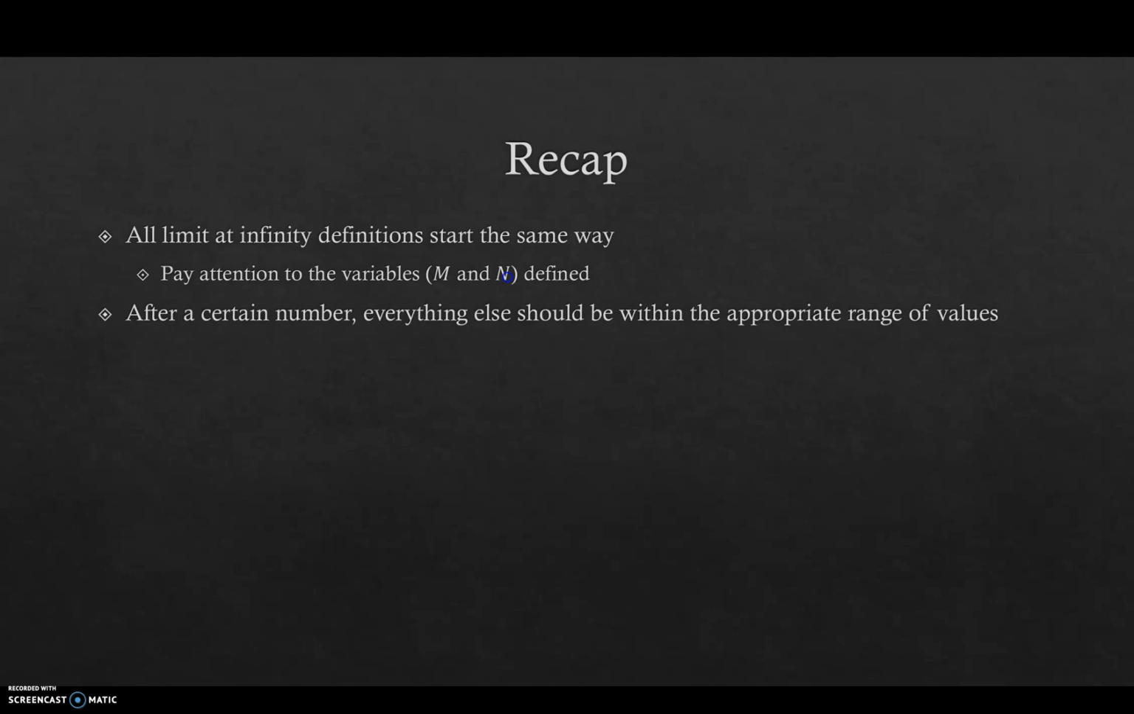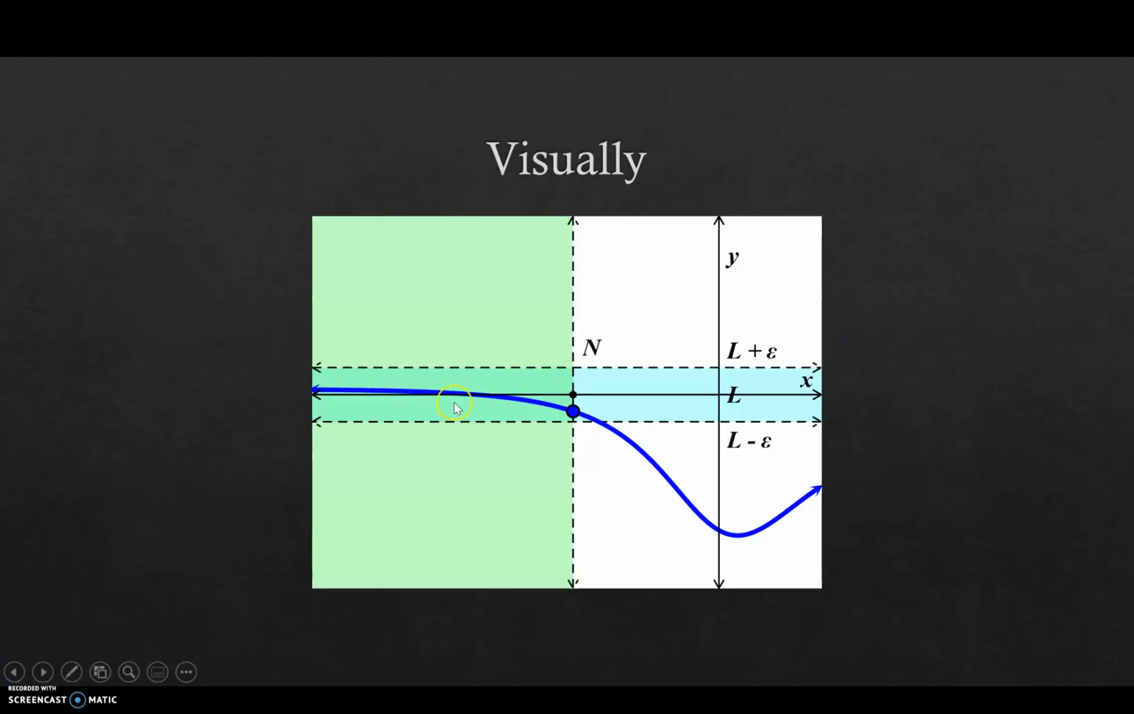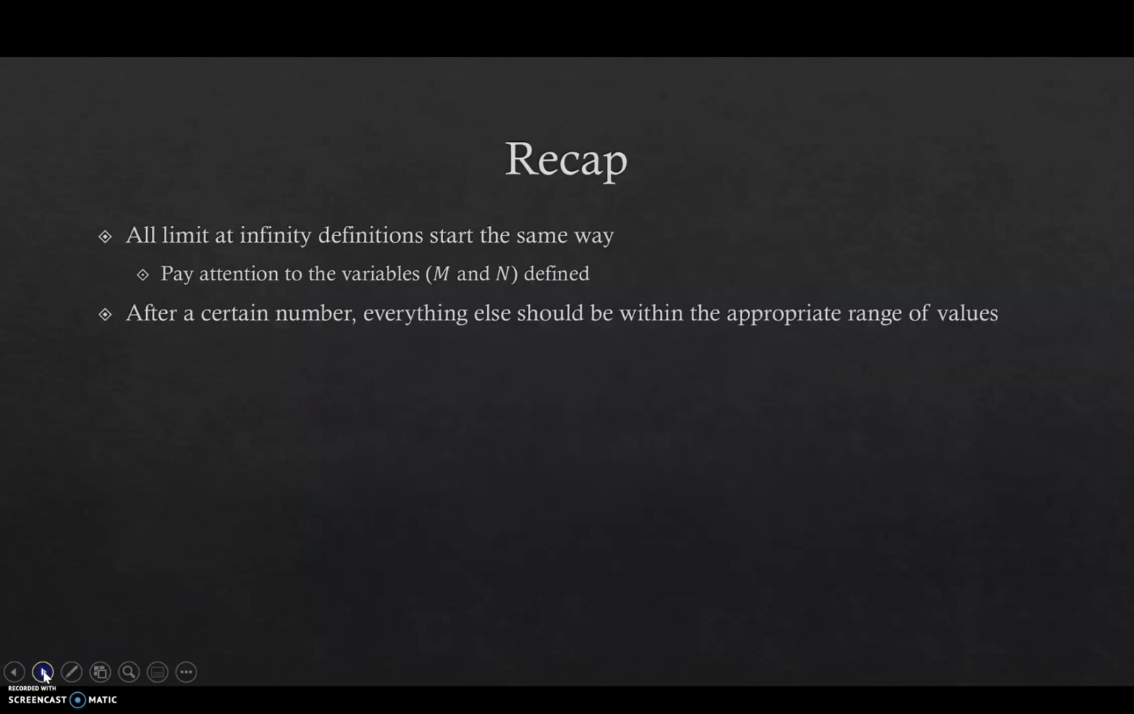N is just a symbol. M is just a symbol. We can use whichever one we want. After a certain number, everything else should be within that appropriate range of values. Again, going back to this picture, after n, if I go left of it, everything should be in this boundary in between these two dotted horizontal lines, okay?